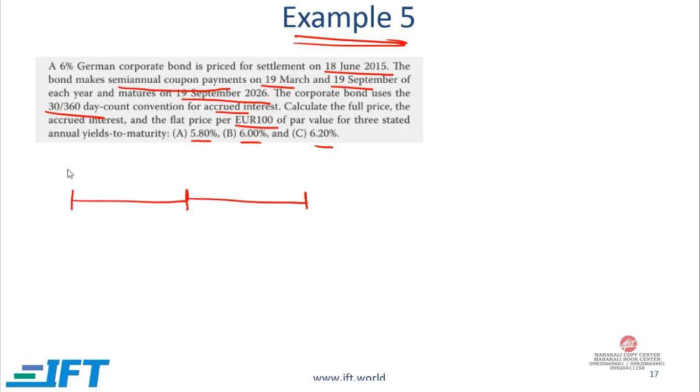The coupon dates are 19th March and 19th September. The settlement date is 18th June. So if this is March, April, May, June, we can see this is roughly in the middle of the coupon period. So this is 18th June.